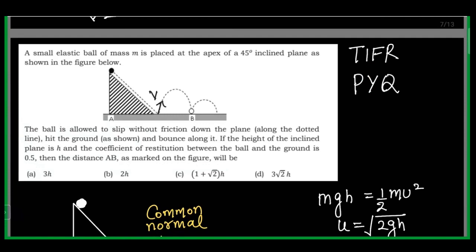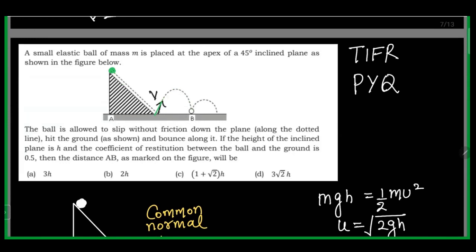So what is happening is there is a body, and that body is moving down, and comes and hits the ground. After hitting the ground, this body will rebound, and then it will complete this parabola. And what is asked is, what is the total distance AB? So this is your problem.